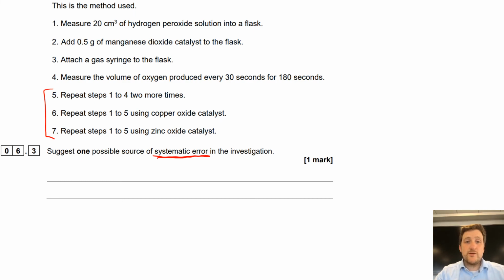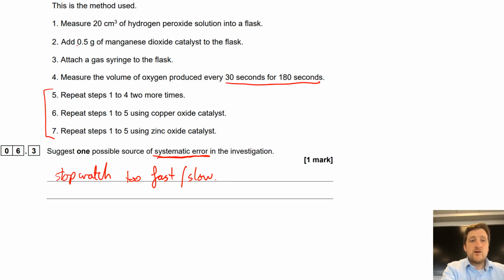Well, we're measuring the temperature every 30 seconds using a stopwatch. That could be something that is wrong. So our timer, our stopwatch, could actually be fast or slow. When we push the button, it might not immediately stop. So straight away, all of our times are going to be wrong. That's one of our systematic errors. It could be too fast, it could be too slow. Okay, what else? Well, we're also measuring, so that's our time. That could be wrong. It could also be our mass. It could also be our volume.